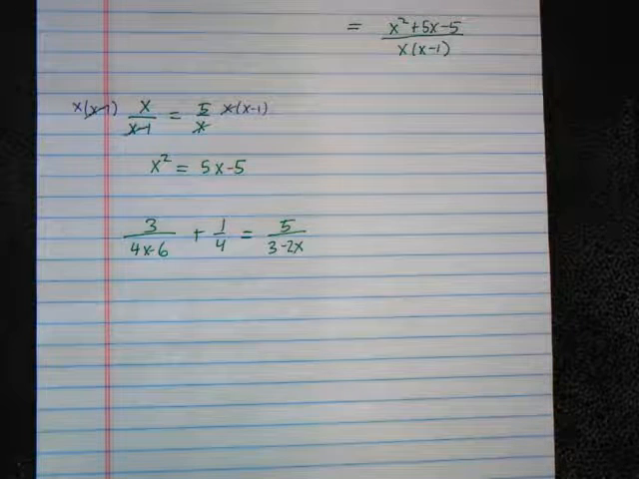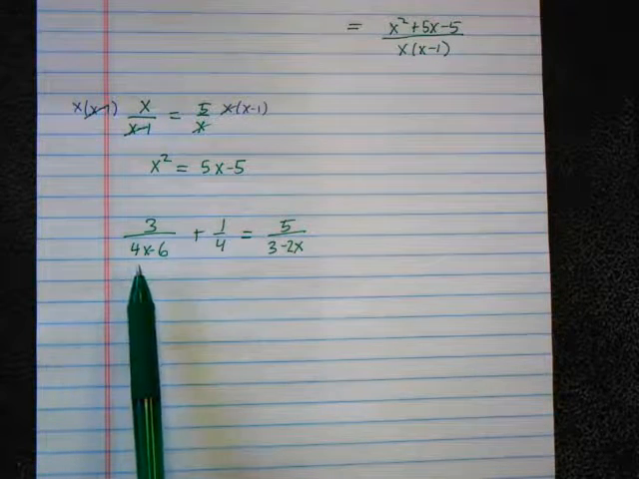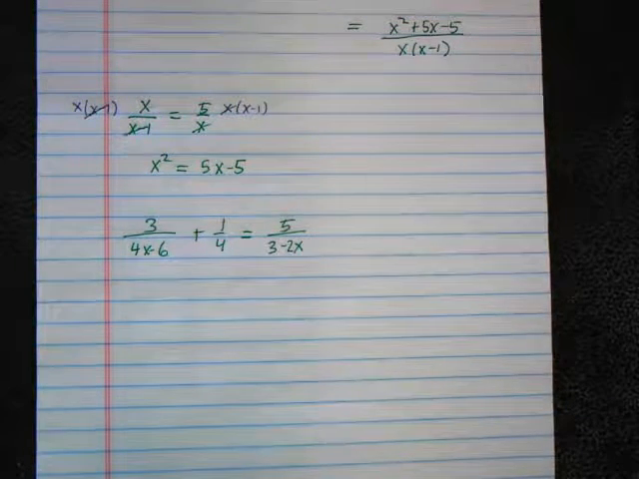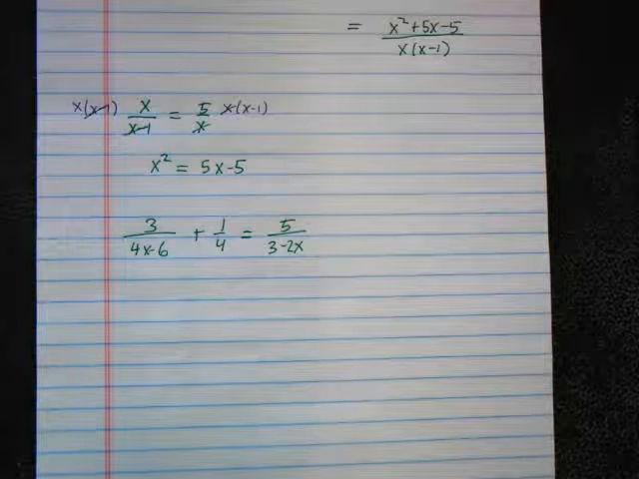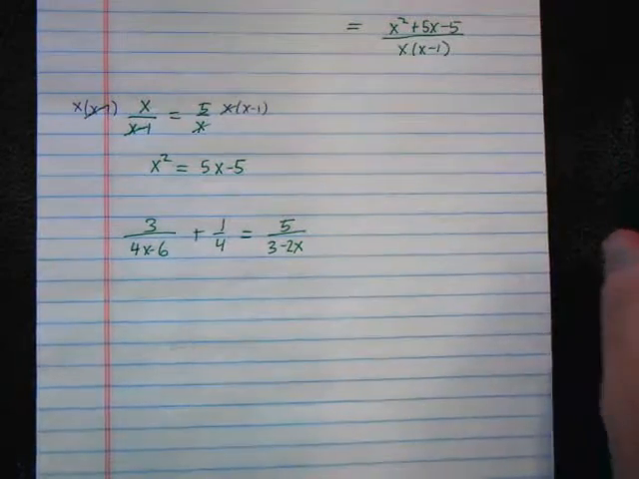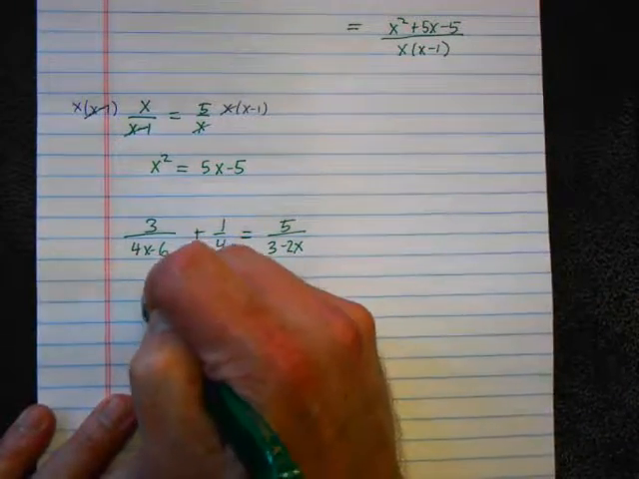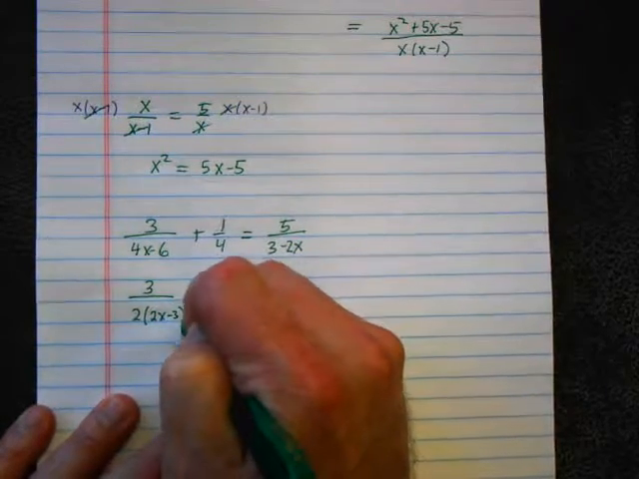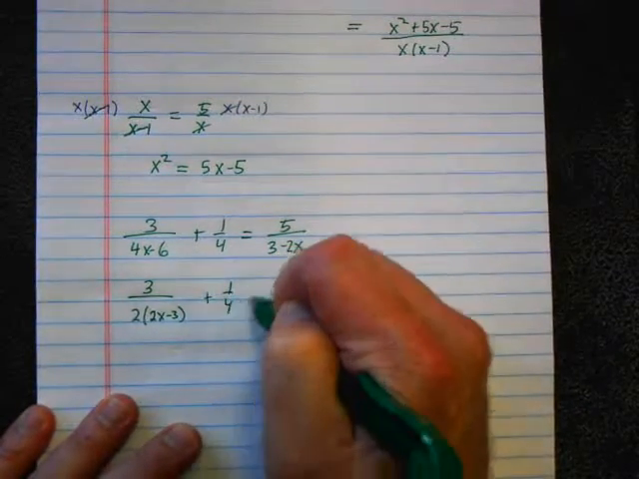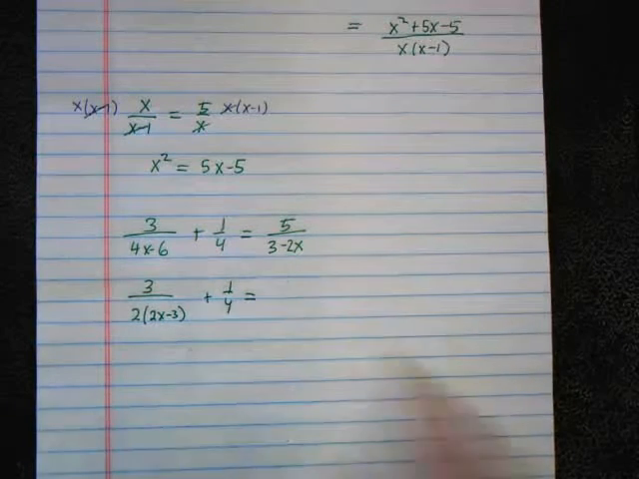Well, what I would do is factor this denominator right here. How do you factor 4x minus 6? I can take a 2 out. So this is 3 over 2 times 2x minus 3, plus a quarter, equals... this one bothers me.